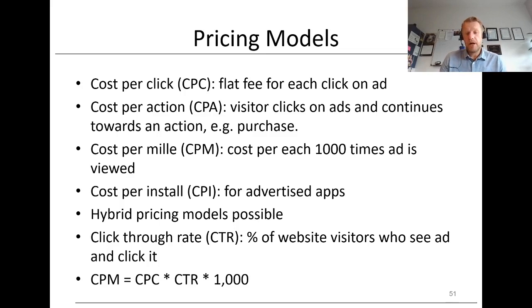Click-through rate is an important concept. It is the percentage of visitors who see an ad and click it, right? And based on that, you then have the following relation. Cost per mil equals the cost per click times the click-through rate times 1,000.